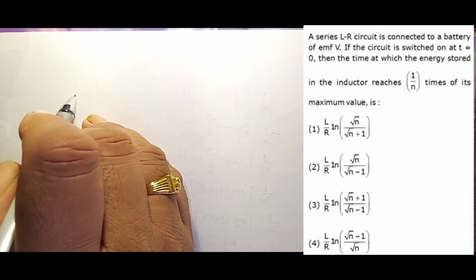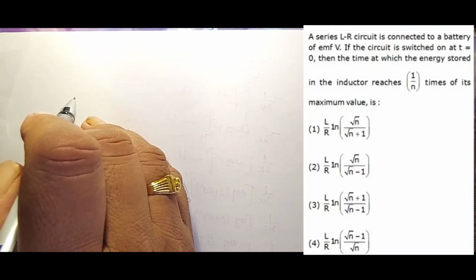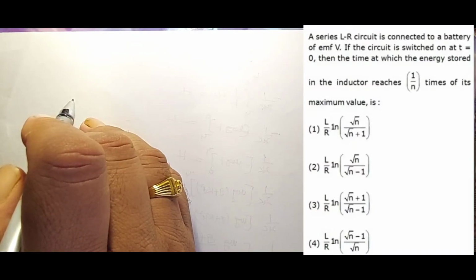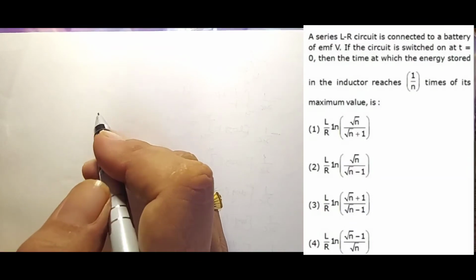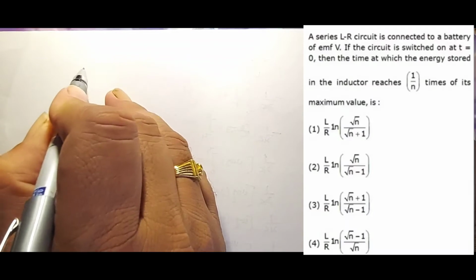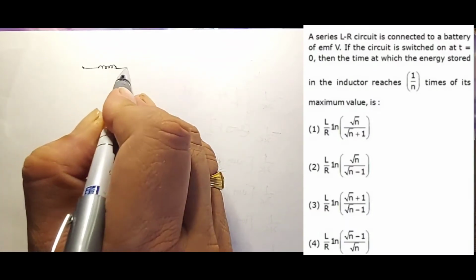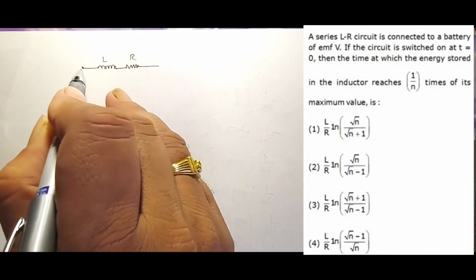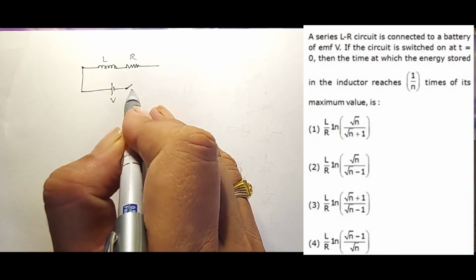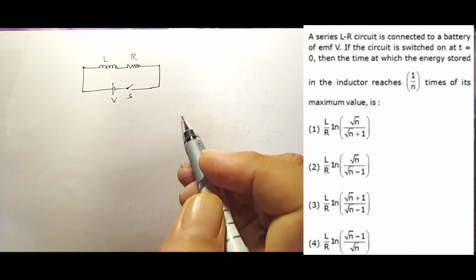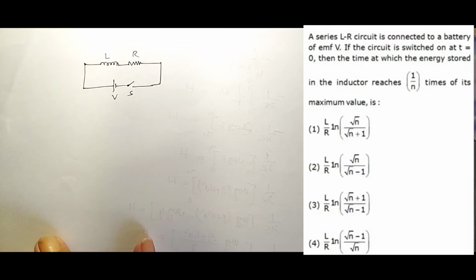A series LR circuit is connected to a battery of EMF V. If the circuit is switched on at t equal to 0, then find the time at which the energy stored in the inductor reaches 1 by n times of its maximum value. So this is an LR circuit connected to a battery of voltage V, and a switch S is attached to the circuit. Now what they ask: if the circuit is switched on at t equal to 0, at what time does the energy stored in the inductor reach 1 by n times of its maximum value.